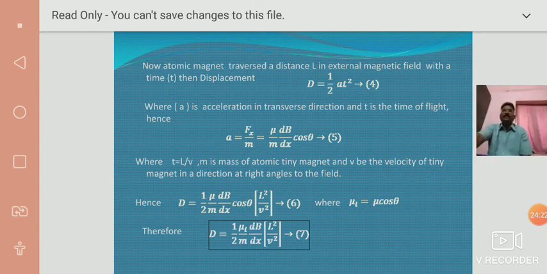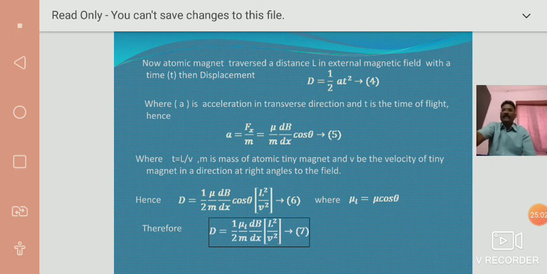Here, d is equal to half at squared. A is the acceleration of the silver atomic beam. Whenever the silver atomic beam enters the non-uniform, inhomogeneous magnetic field, the beam is deflected, meaning accelerated, in the external magnetic field. Therefore, d is equal to half at squared. If it is deflected, it takes time t. Therefore, the equation can be written as d equal to half at squared, equation 4. Remember, a is acceleration in the transverse direction, and t is the time of flight.